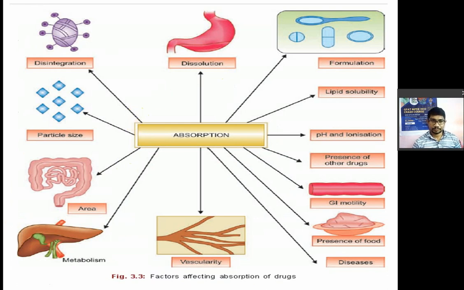It will take time. Suppose you take a syrup. Syrup is already the drug in a solution. So there is no need for disintegration and dissolution. So two steps are skipped. So syrups are better absorbed than tablets. This is an enteric coated tablet, for example. Enteric coated tablet means it will not be broken down in the stomach. It will be absorbed from the intestine, so it will be absorbed late. So the type of dosage form also affects the absorption.